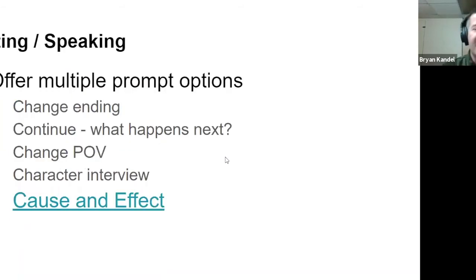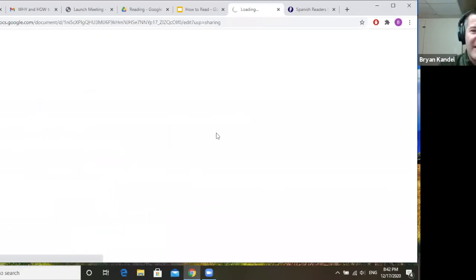And then writing and speaking. Writing and speaking after reading, we don't have to do it all the time, but sometimes it's a good way to connect it. When we do that, I like to offer multiple options, not just one option. So, change the ending of the story, write what would happen next, write from a different character's point of view, do a character interview.